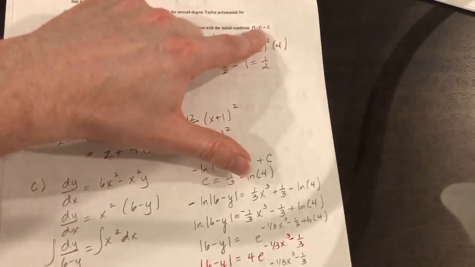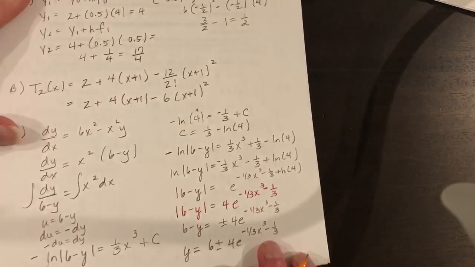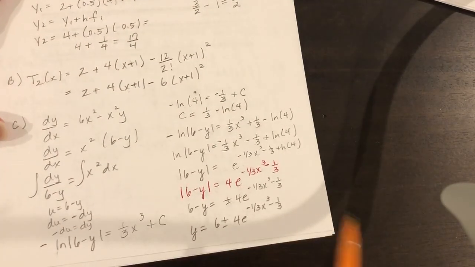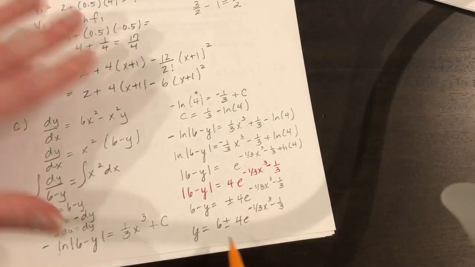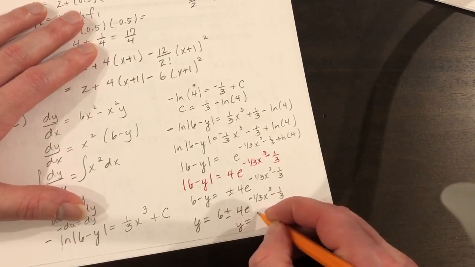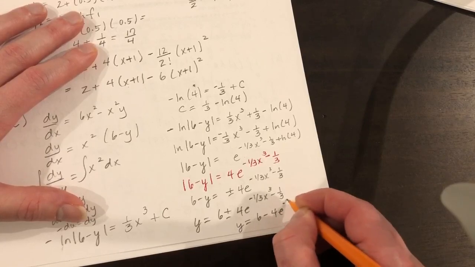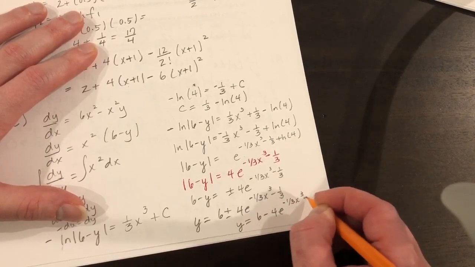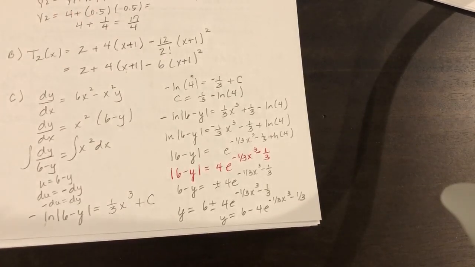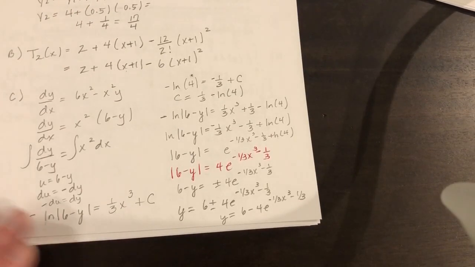Now our initial condition is 2. So if I was to plug in a negative 1 up here, I get 0. So this would have to be 6 minus 4. So I'm in the negative branch. And that is how we solve differential equations. Y'all should be really good at that by now.